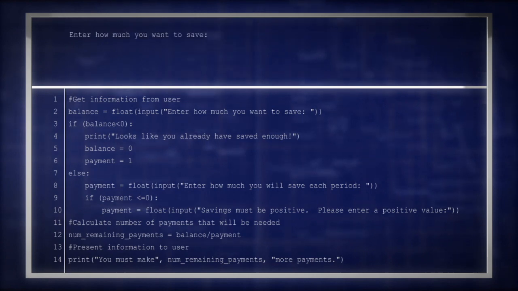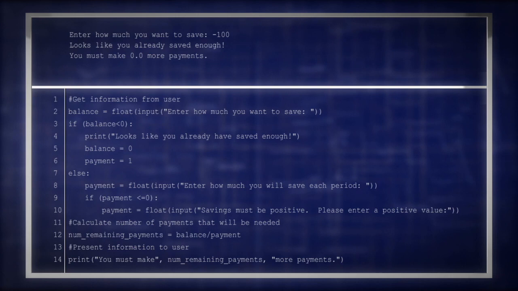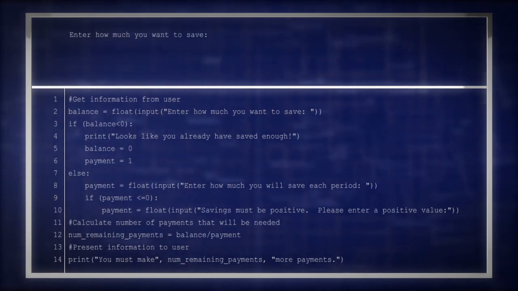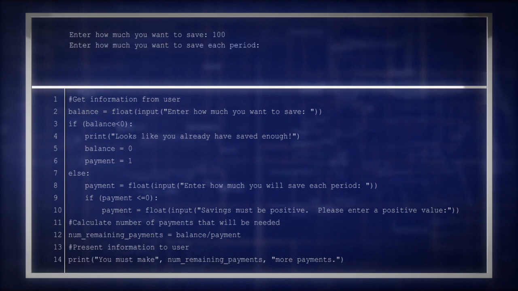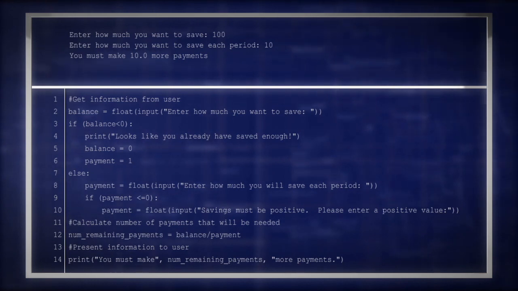Okay, now if we run this, and we enter a negative balance, it goes right to the end. Great. And if we run this again, with reasonable values, we still get the right messages when we have a positive balance. So it doesn't seem like we broke anything. Everything seems to be working.